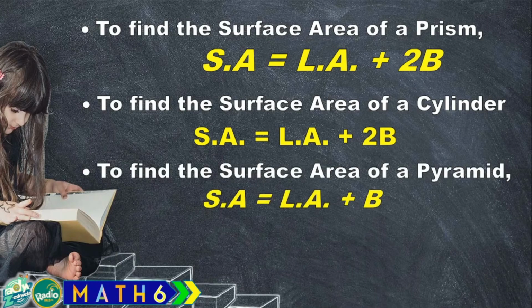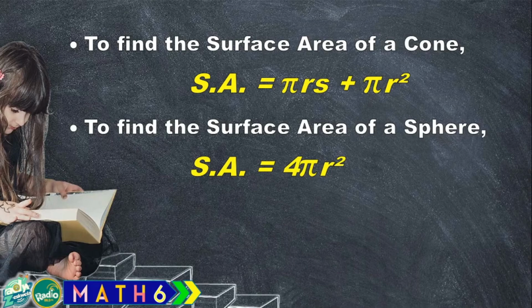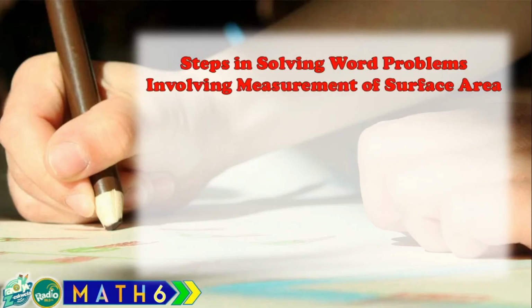And in finding the surface area of a pyramid, we're going to use the formula surface area equals lateral area plus B. And in finding the surface area of a cone, the formula is surface area equals pi r s plus pi r squared. And to find the surface area of a sphere, the formula is surface area equals 4 pi r squared.